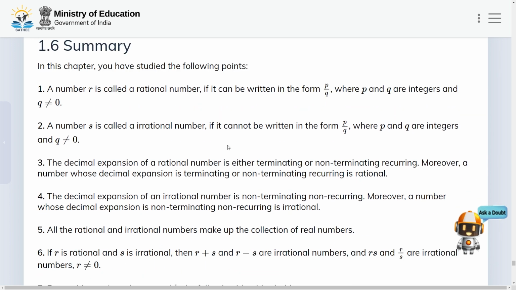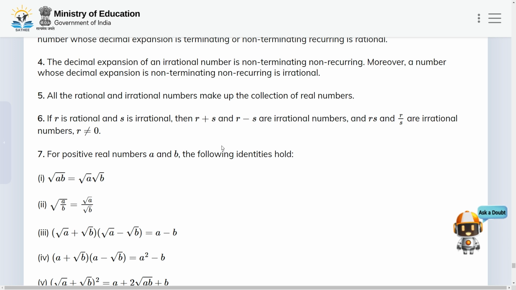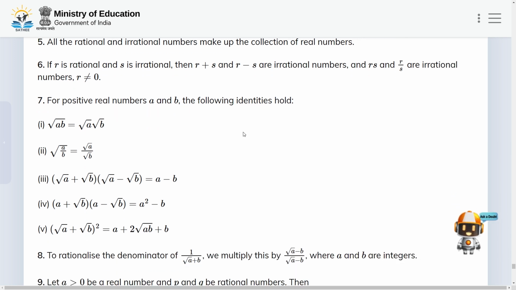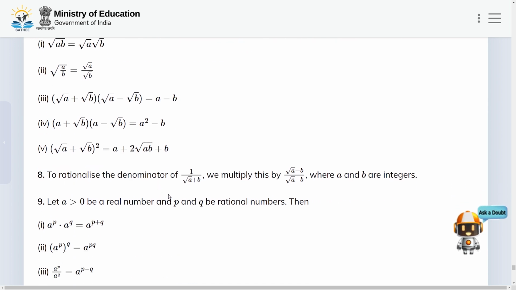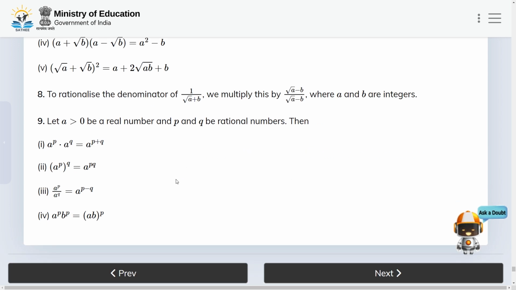Basically we have studied in this chapter rational numbers, irrational numbers and their decimal expansion, and then we have studied these identities. They are very, very important identities. And then we have studied rationalizing the denominator of 1 by root A plus B, and then exponential powers: A to the power P into A to the power Q is equal to A to the power P plus Q, and A to the power P whole to the power Q is equal to A to the power PQ, and A to the power P by A to the power Q is equal to A to the power P minus Q, and A to the power P into B to the power P is equal to AB whole to the power P.